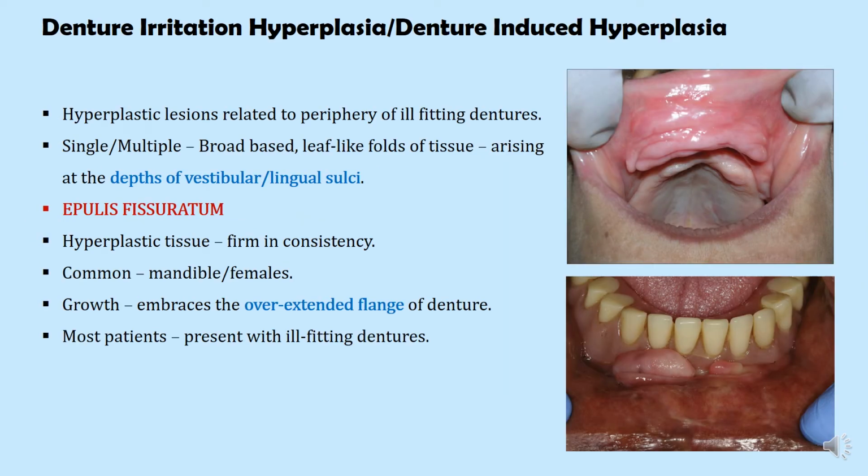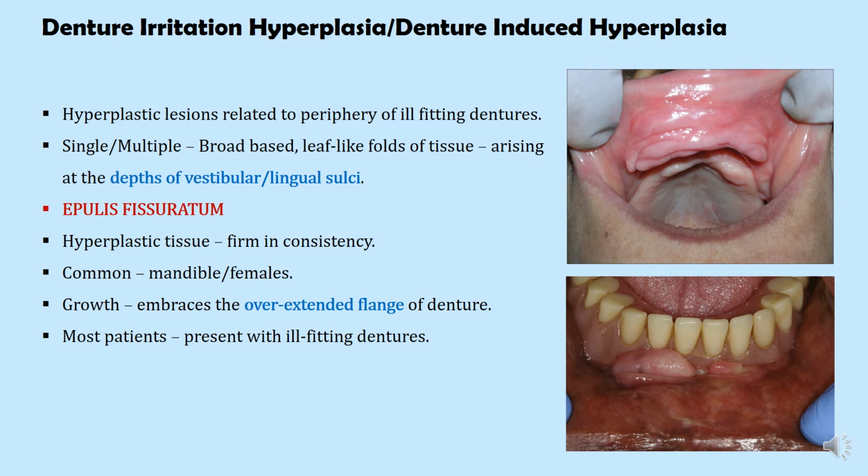So the other lesion is denture irritation hyperplasia, or denture-induced hyperplasia. These are hyperplastic mucosal overgrowths that are associated with ill-fitting dentures, and they present as firm leaf-like swellings, usually in the labial and buccal vestibular sulci, embracing the denture flanges. Here in this case, you are able to see these leaf-like folds of tissue in the vestibule, here in the maxillary vestibule and here in the mandibular lower vestibule.